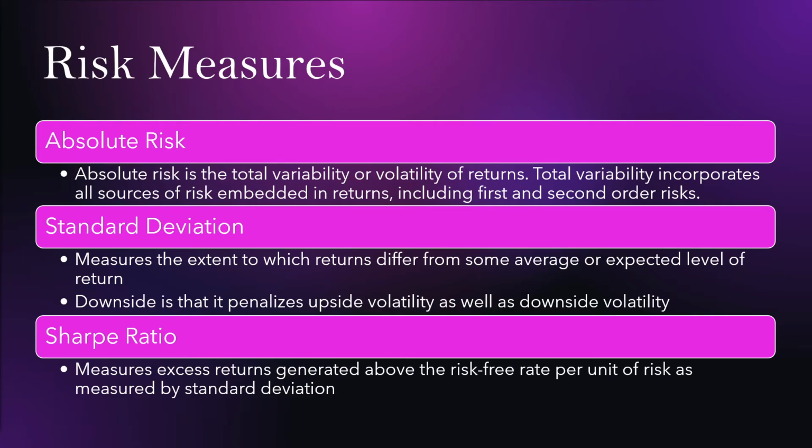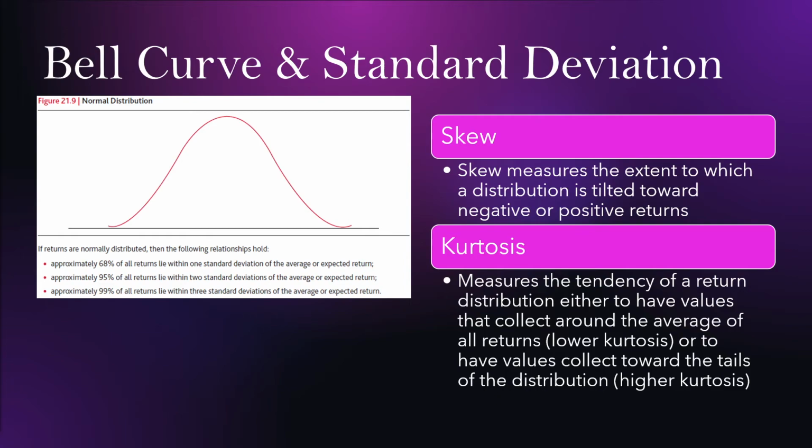The Sharpe ratio is another risk measure. It measures excess returns generated above the risk-free rate per unit of risk, which is measured by standard deviation. Now, along with standard deviation, you do have the bell curve. The bell curve shows how data points are normally distributed. Approximately 68% of all returns lie within one standard deviation of the average or expected return, 95% lie within two standard deviations, and 99% within three.